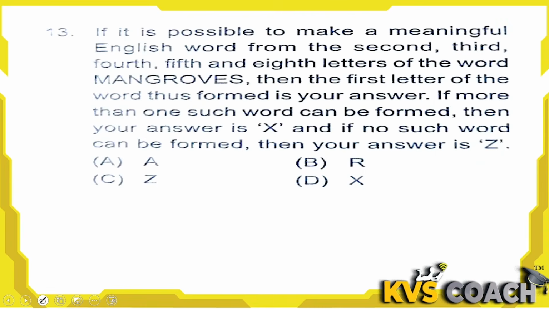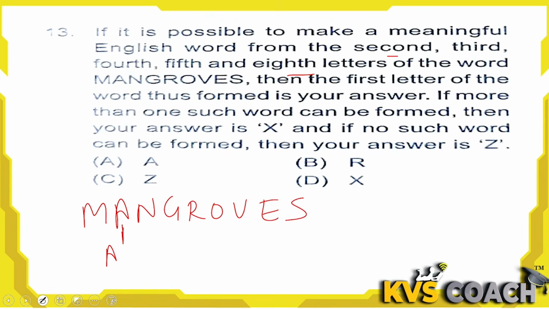Next is, if it is possible to make a meaningful English word from the second, third, fourth, fifth and eighth letter of the word mangroves. MANGROVES. Which letters? Second, A, third, N, fourth, G, fifth भी लेना है, that is R, and then eighth, 6, 7, 8. Eighth is E. Okay. So if one word is formed, that word is your answer. If more than one such word can be formed, then your answer is X. अगर एक से ज़्यादा बन रहे हैं तो. If no such word can be formed, then answer is Z. मतलब कोई भी word नहीं बनेगा, then answer is Z.